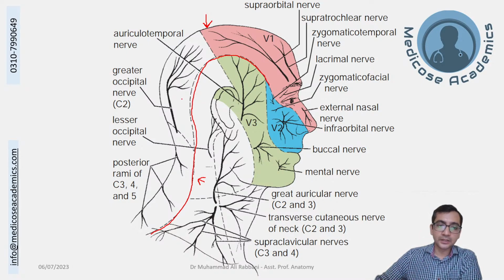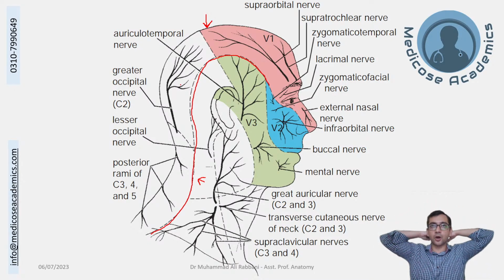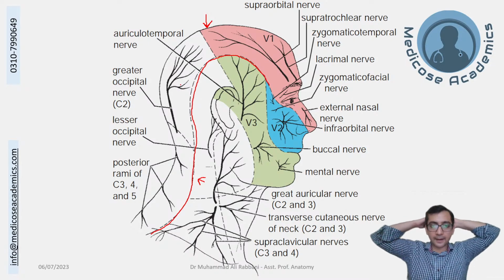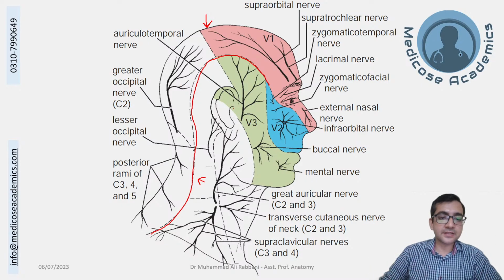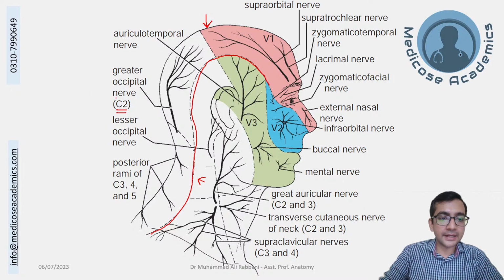Behind the vertex, the upper part, all the way to the back of your posterior half of the calvaria and your norma occipitalis, the backside and posterior half of the upper aspect, is supplied by C2. This is supplied by C2 and it is known as the greater occipital nerve.